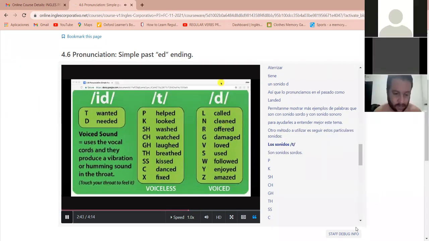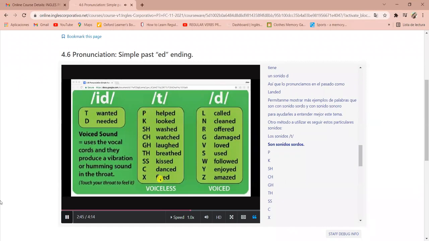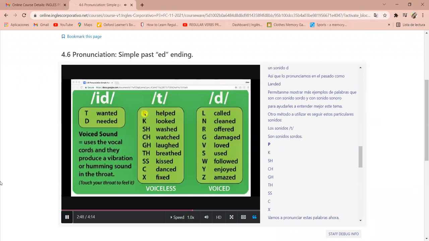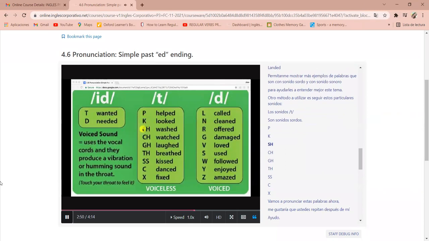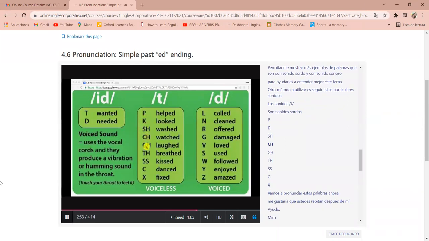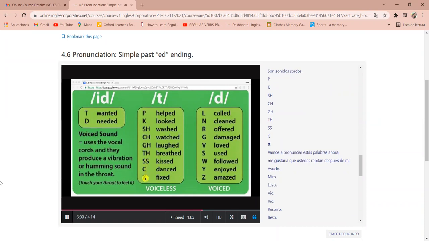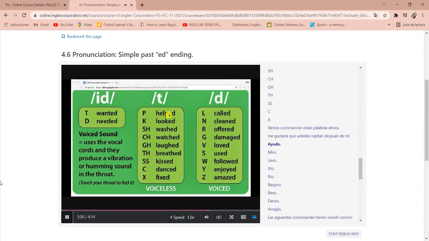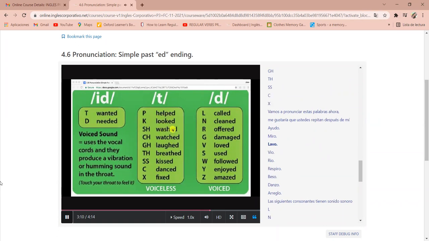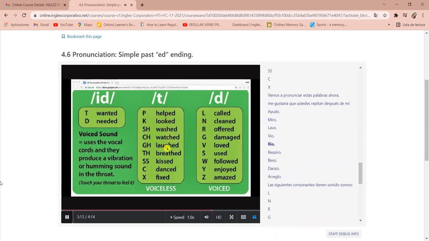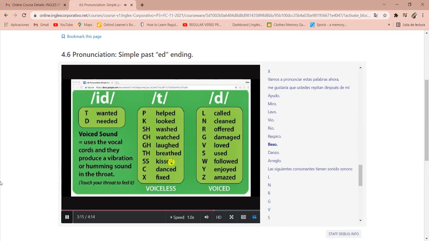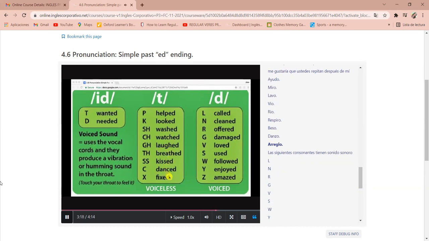D sounds are voiceless. P, K, S, H, C, H, G, H, T, H, S, S, C, X. Let's pronounce these words now. I would like for you to repeat them after me. Helped, looked, washed, watched, laughed, breathed, kissed, danced, fixed.